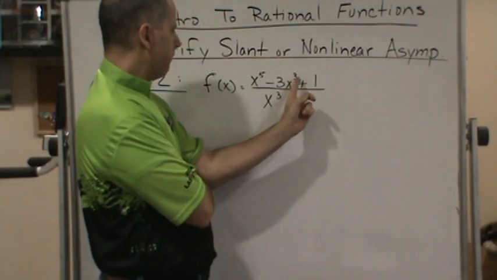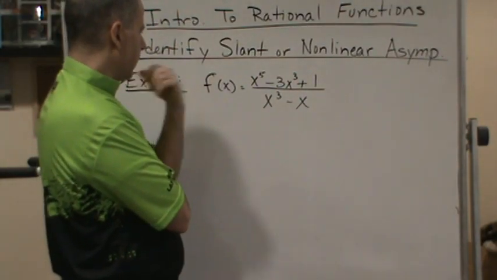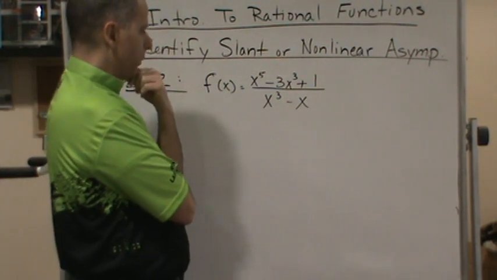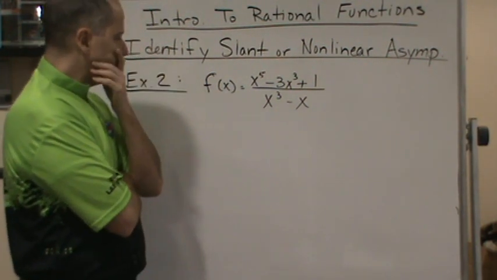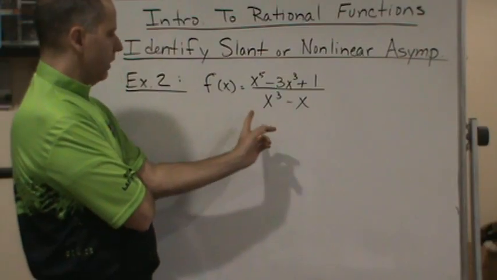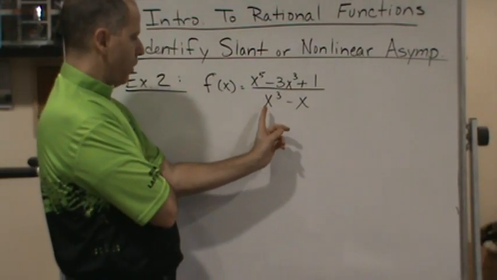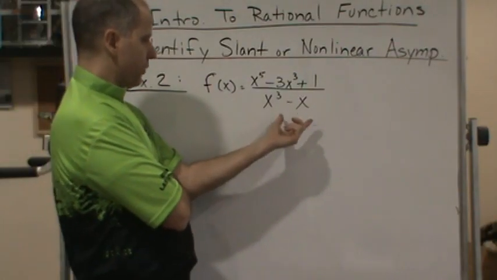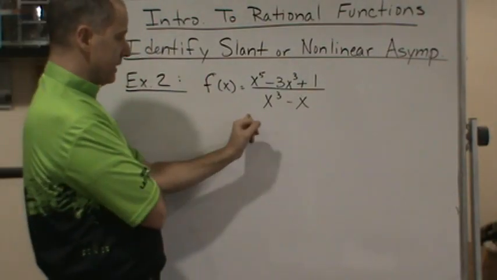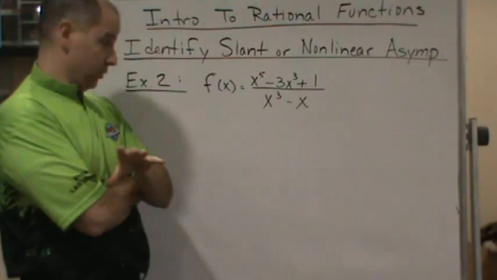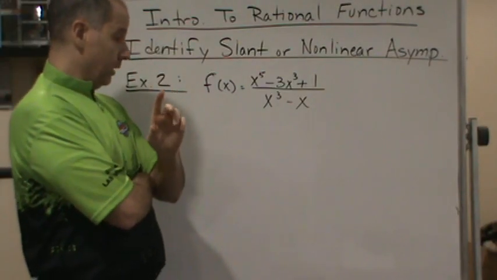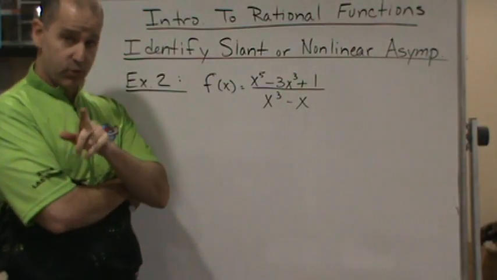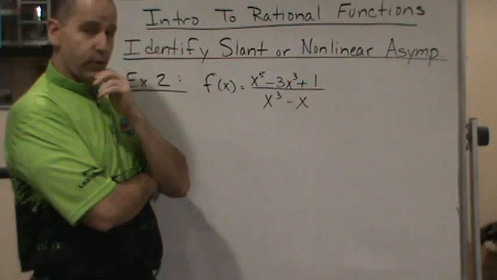So this is not factorable at the top. But we can factor the bottom, and we see that we have x times the quantity x squared minus 1, which is going to be a difference of 2 squares. So in this case, you can see that we have 3 asymptotes: one at 0, one at -1, and one at 1. Okay, so this is an interesting one, as far as vertical asymptotes.